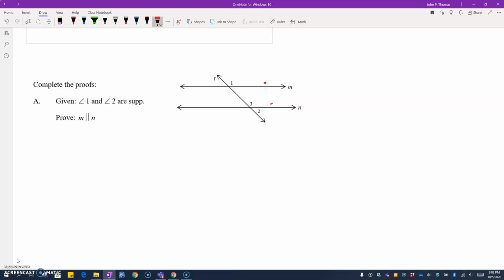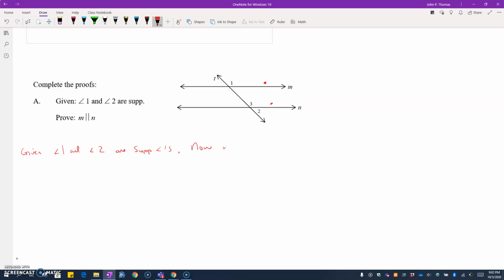All right, so first thing I notice here is we're given angle 1 and angle 2 are supplementary. All right, so we'll go ahead and just write that so that we've got that. And we'll even say given this is true. So given we have that.